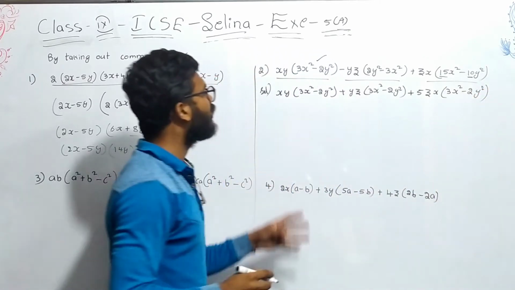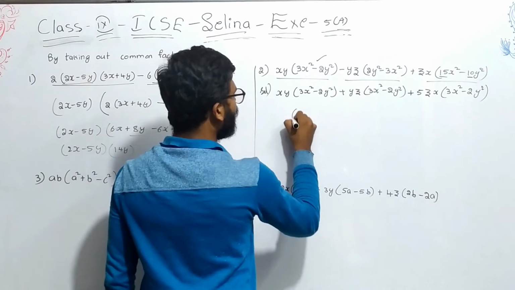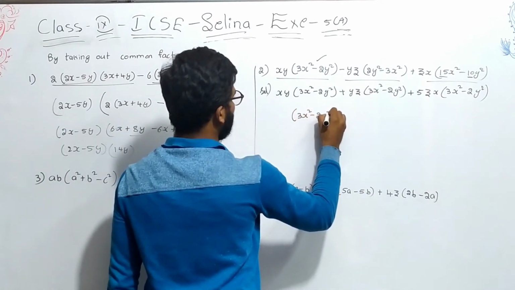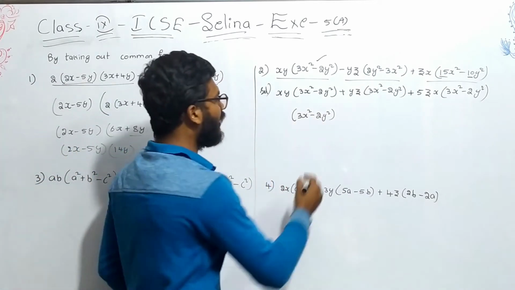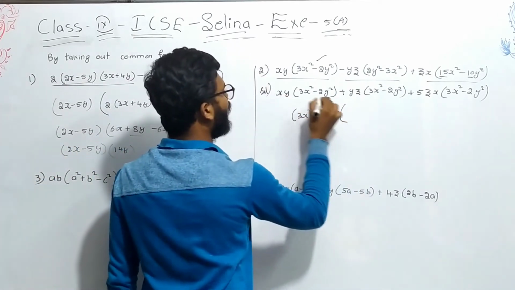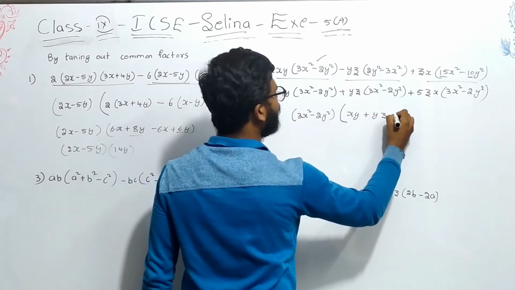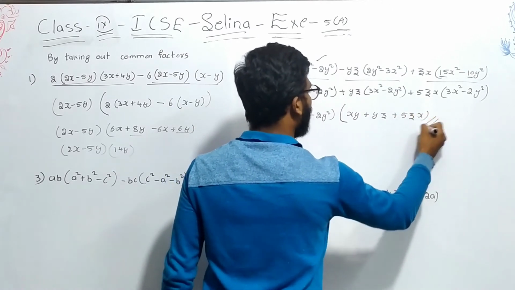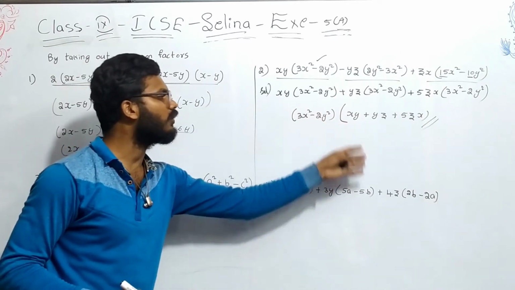Now if you observe, each and every term has a common factor. What is it? 3x square minus 2y square. Now I am taking out the common factor. What I told? After taking out the common factor, put a bracket. What is remaining in the first one? xy. In the second one it is yz. And in the third term it is 5zx. So I have factorized the given one. I have written it as a product of 2, right?